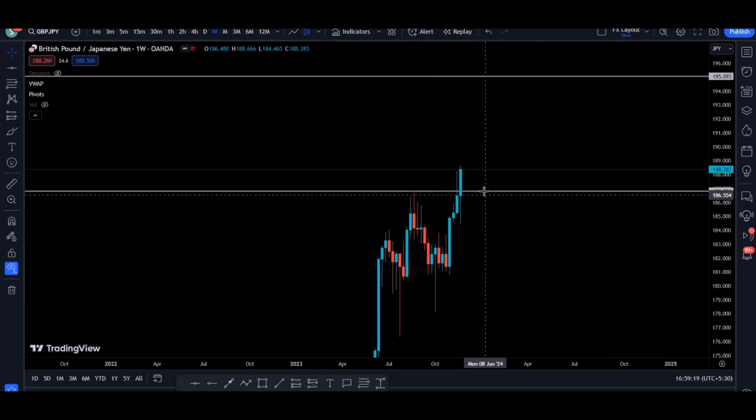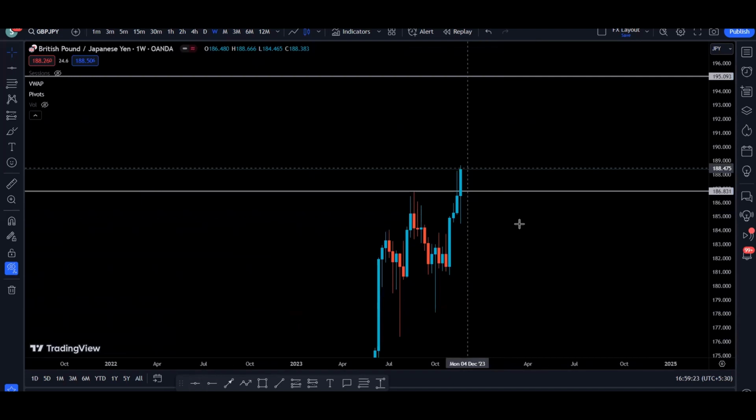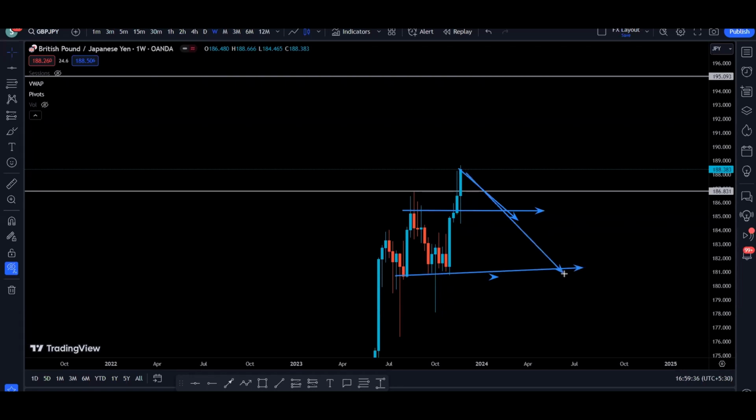Or the price may come down a little bit to find some kind of support. Price may come down to find support into this area to continue going up, or we may come down to find support into this area, or we may also come down to this area to find support to continue going up. So that is something on the weekly time frame.